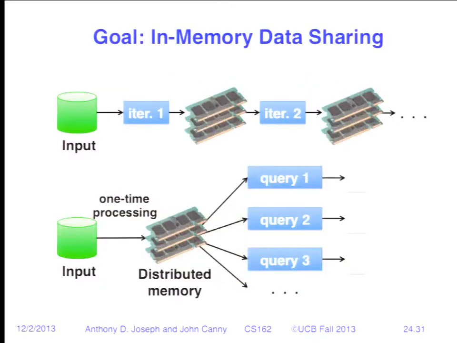So now the problem looks like this. After we finish an iteration, the results are sitting there in memory. So we just let the next iteration read those results. Same thing here. We do one-time processing to read that petabyte of data into memory. And now, each of these queries can run locally.